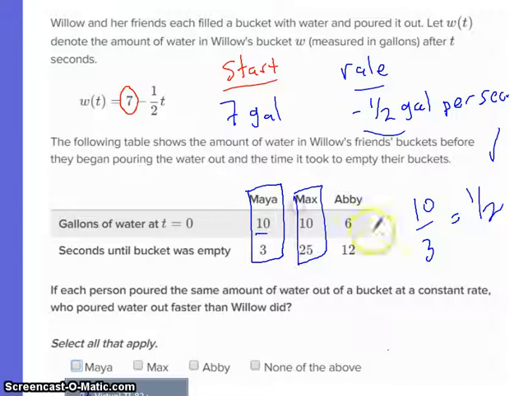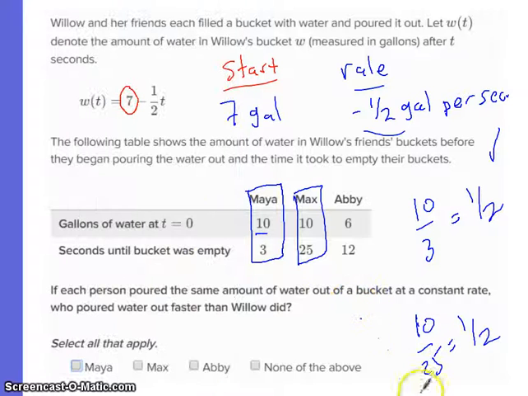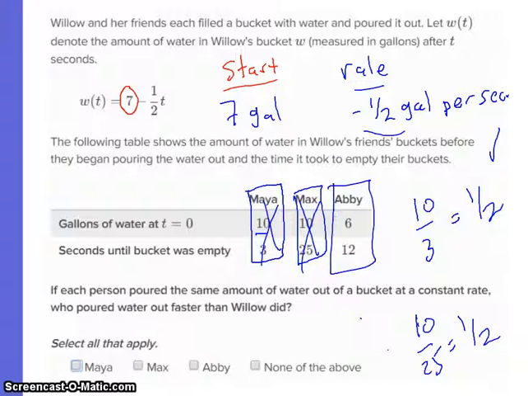What about Max? Is 10 divided by 25 equal to 1/2? I think we're probably going to need to use the calculator to answer that question. 10 divided by 25 as a fraction is 2 divided by 5. So is that the same as 1/2? Do we need to take a vote again? Brianna, is 10 divided by 5 equal to 1/2? No, obviously no. And this was no, but what about 6 over 12?